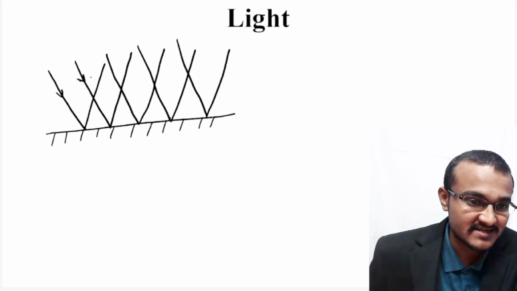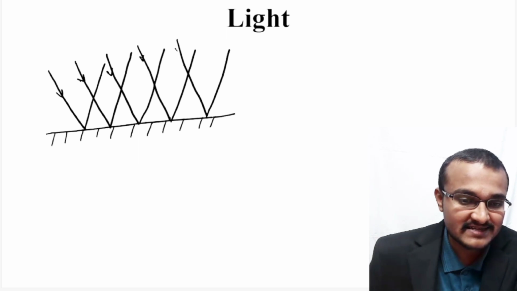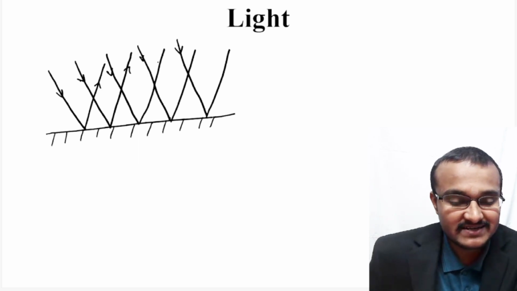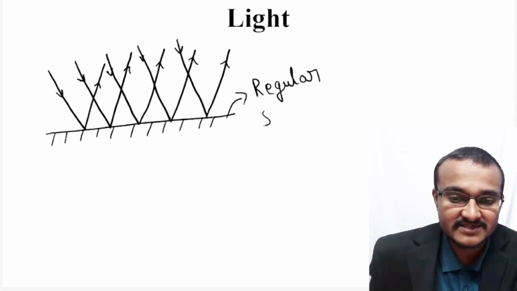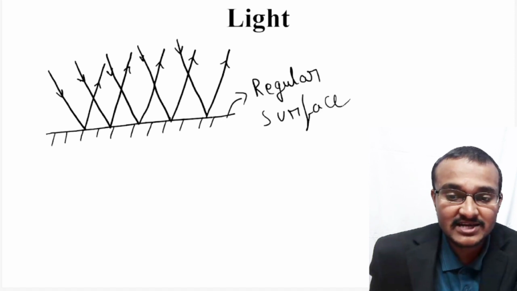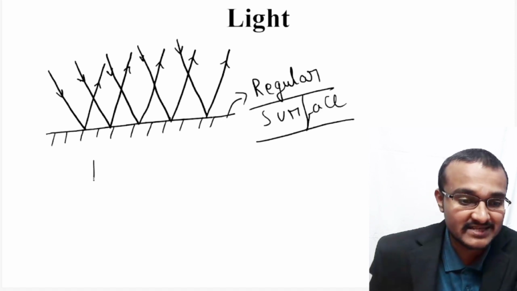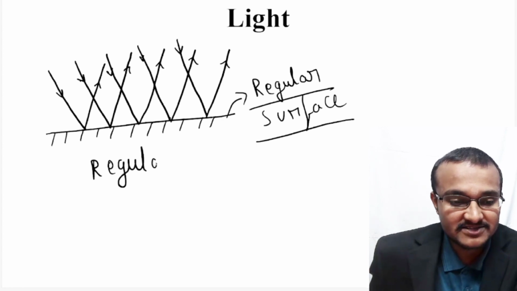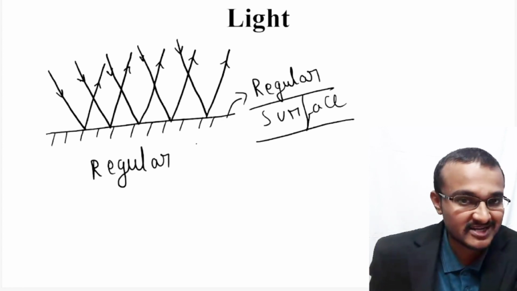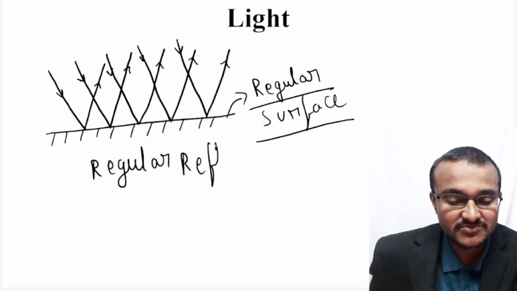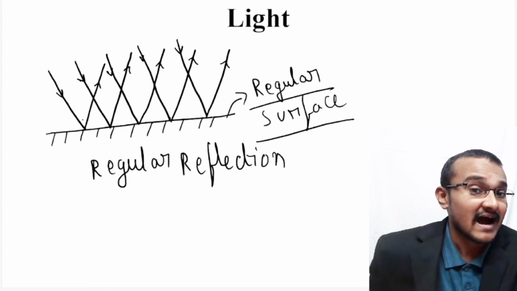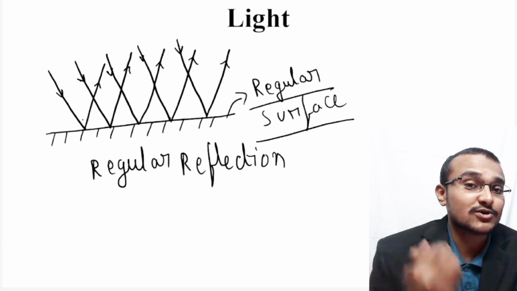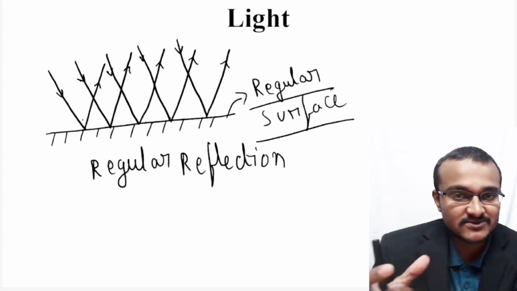So if you consider this as the incident ray, you can see all the incident rays are parallel. Similarly, all the reflected rays are also parallel because the surface is regular. Such kind of reflection, which happens on a regular surface, a surface where there is no irregularity, is known as regular reflection. Here the mirror is a plain mirror without any irregularities, hence the reflection which happens on this mirror is known as regular reflection. That's why incident rays were parallel, and reflected rays were also parallel, because the surface was regular.